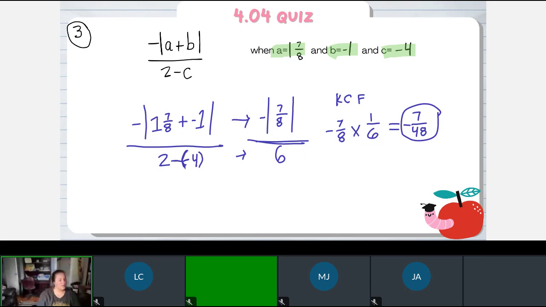We've got 2 more left. Numbers 4 and 5. 4 is pretty easy. 5 is a little bit tricky. I will just be honest.